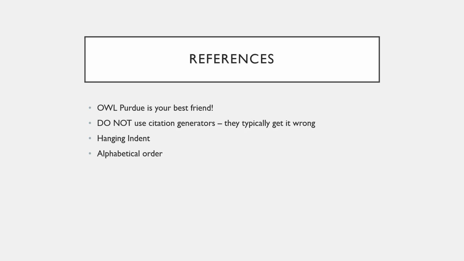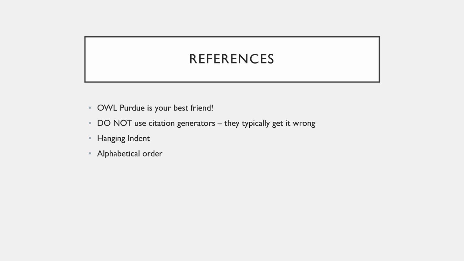So I recommend that every time you go to write a paper, you pull up OWL Purdue and you get comfortable with that website and you just handwrite those references every time. It really doesn't take any longer than using the citation generator, truly.